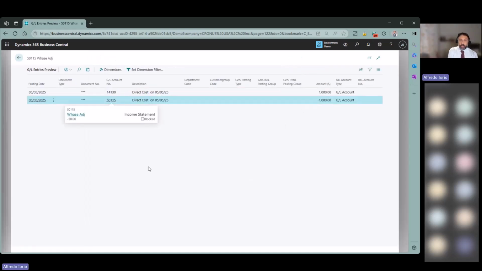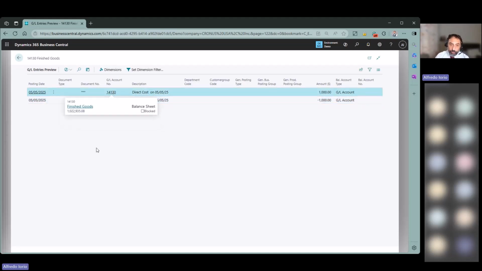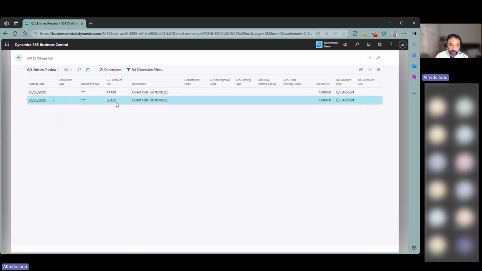And now I have the warehouse adjustment in my income statement, right? The finished item still goes to finished goods because, again, it's a positive adjustment, but the value of the adjustment goes to a separate ledger. And you can see with an example how this combination works.